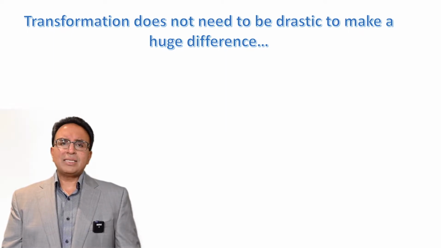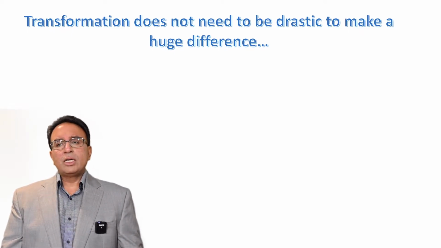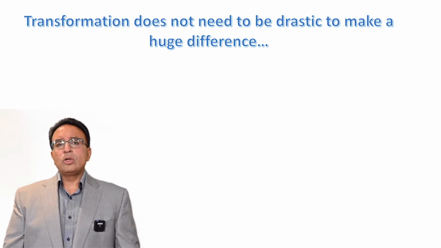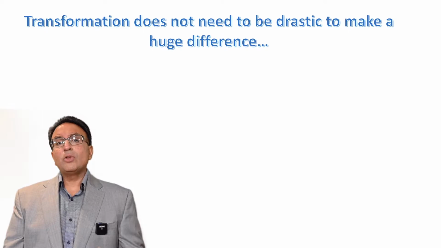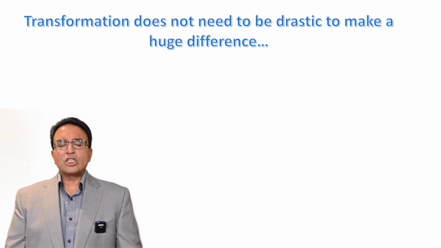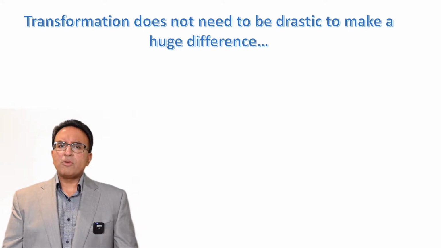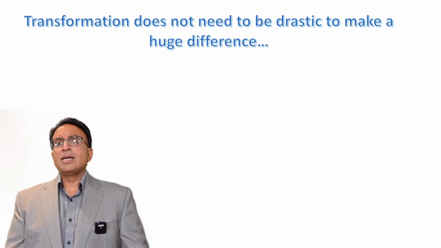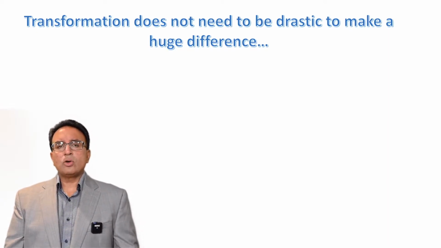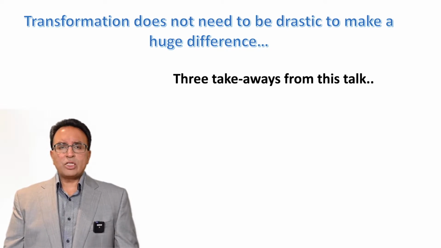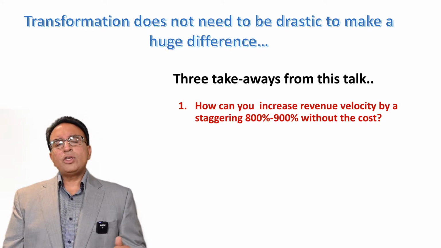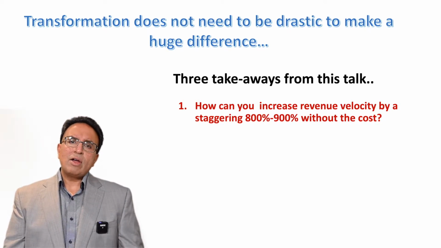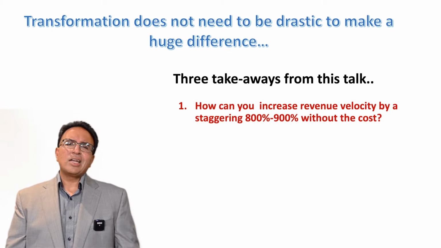And this has impacted systems a lot, where a lot of organizations are really looking to move forward their transformational projects. But there are things you can do to actually impact your system performance so you can meet your customers' needs and actually meet your revenue demands or margin demands. So what you're going to take away from this talk today, there are three things that we're going to talk about. Number one is, how can you increase the velocity of your revenue and margin by 800 to 900%?